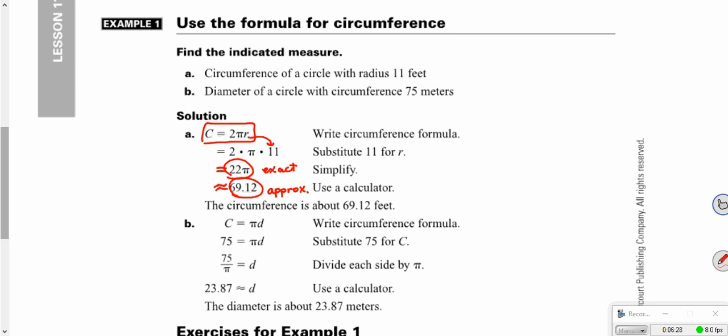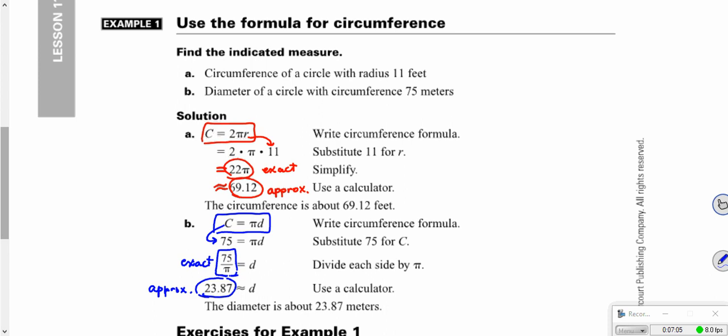Okay, the next part B says diameter of a circle with circumference 75 meters. So now this is the formula we have for circumference when they give us diameter. And notice we're just substituting in the 75. Then, of course, to solve for D, you have to divide off the pi. So again, this would be exact. This would be your approximate answer. And for some reason my handwriting didn't come out very well, but that's your rounded answer.